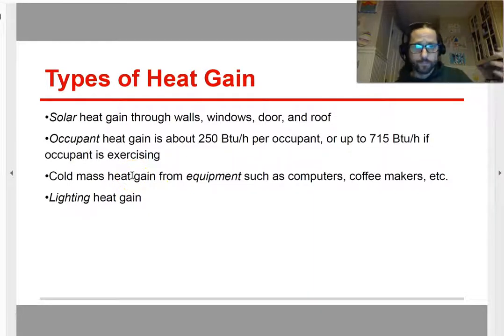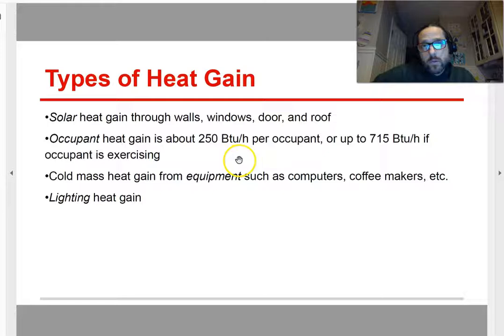So people emit heat all the time. We're metabolizing things, and we're emitting some heat. You look at the average adult; it's around 250 BTUs per hour. If you're exercising or doing some other kind of high intensity activity, you'll increase your heat loss. I think that's pretty intuitive, and this can add up.